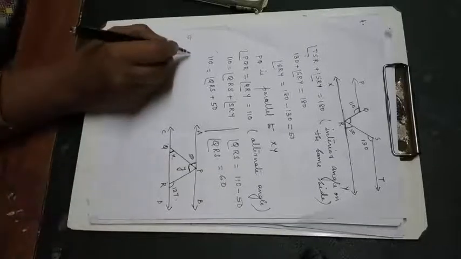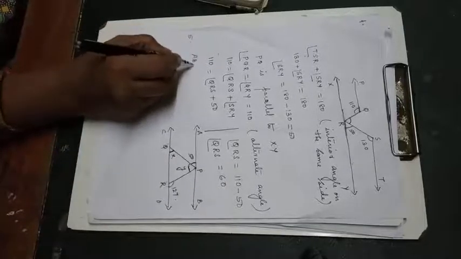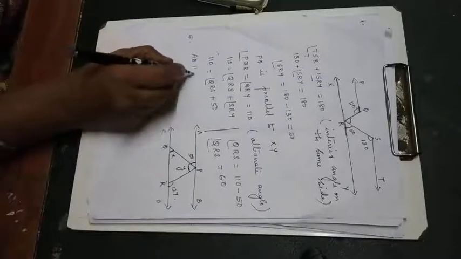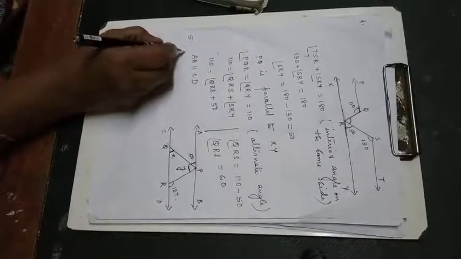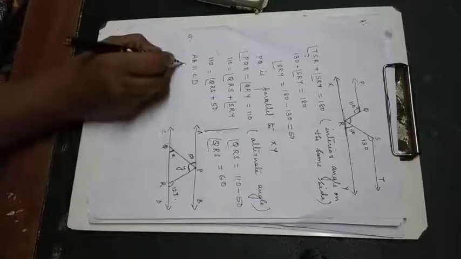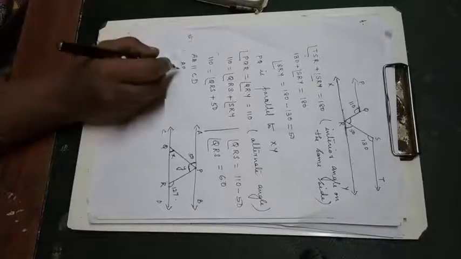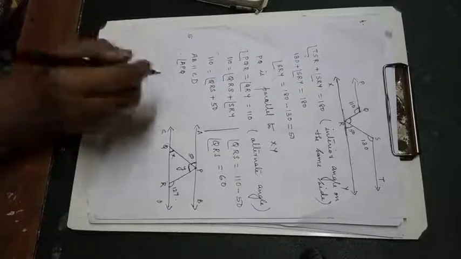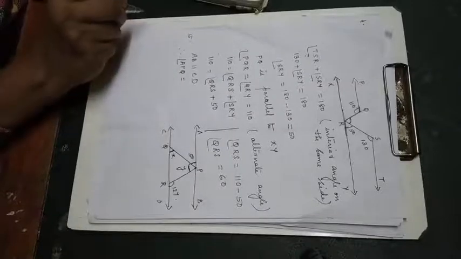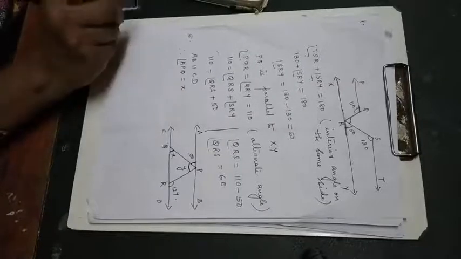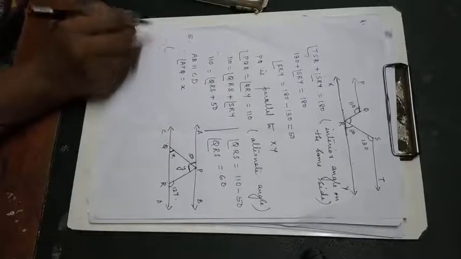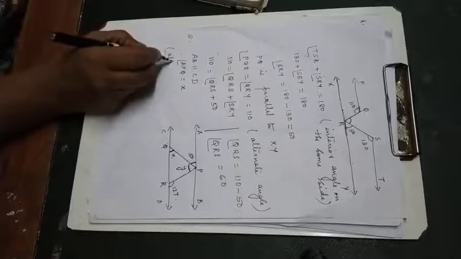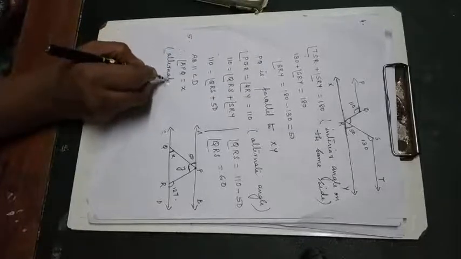Okay, so you can write AB is parallel to CD. So therefore angle APQ will be equal to X, reason is alternate angle.